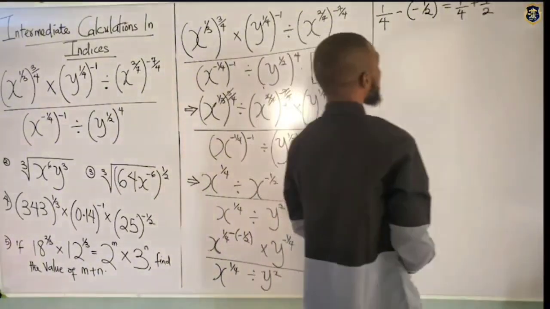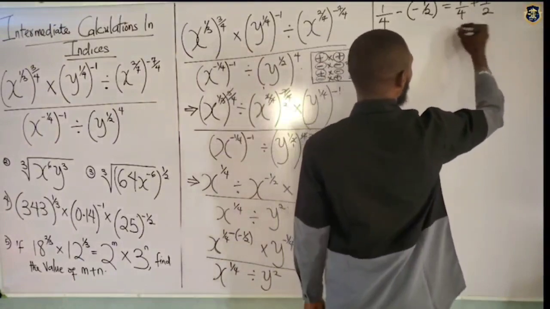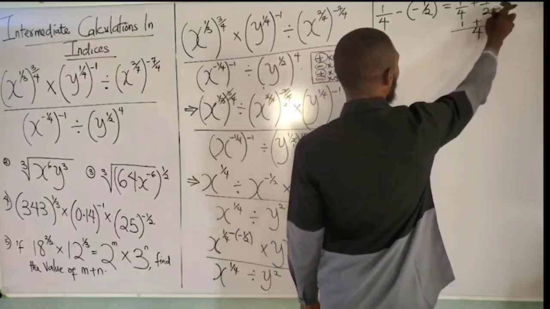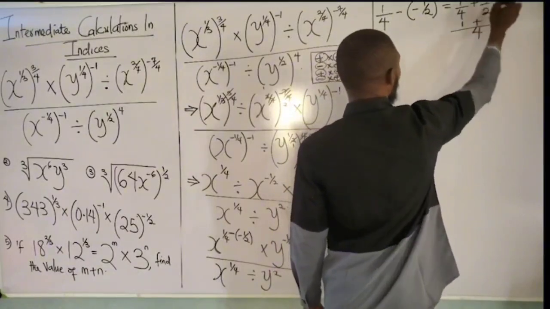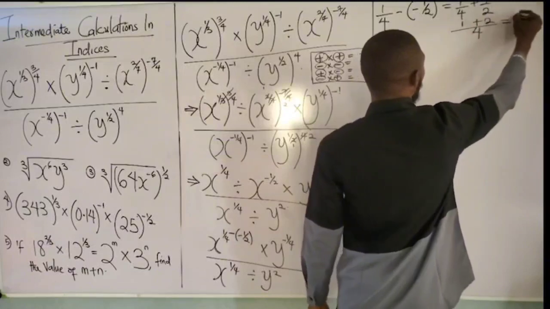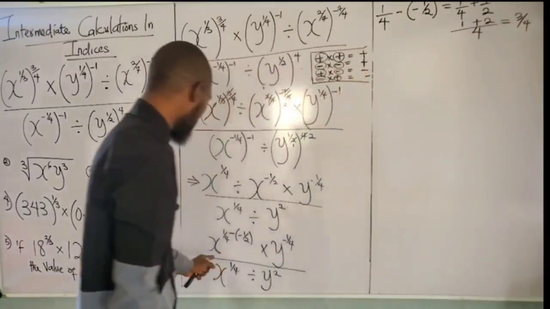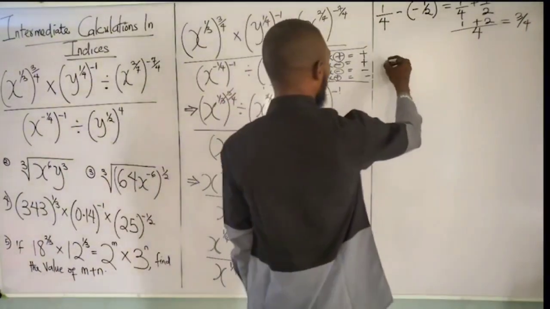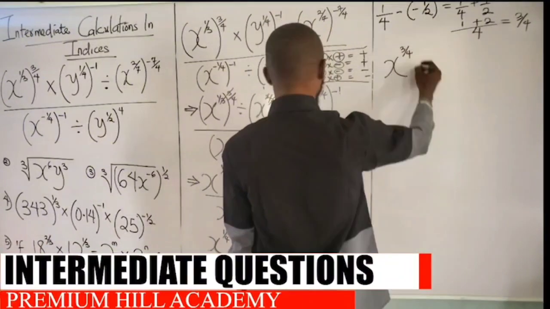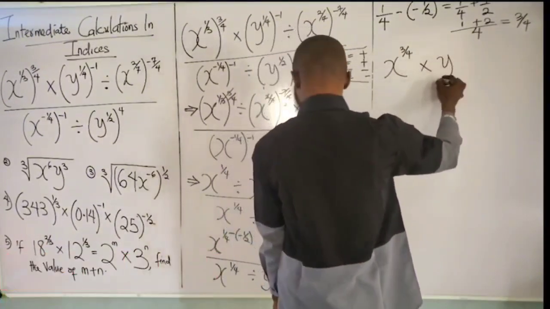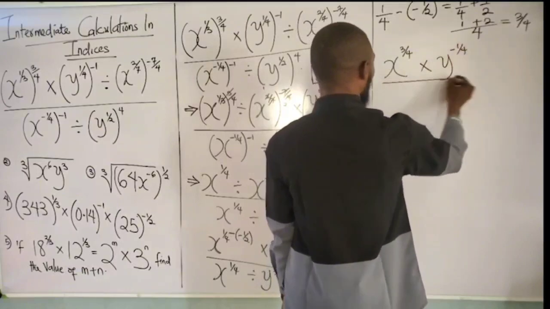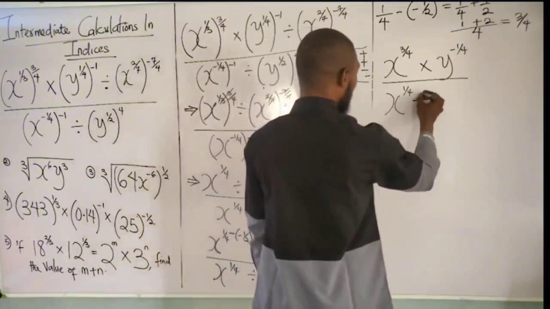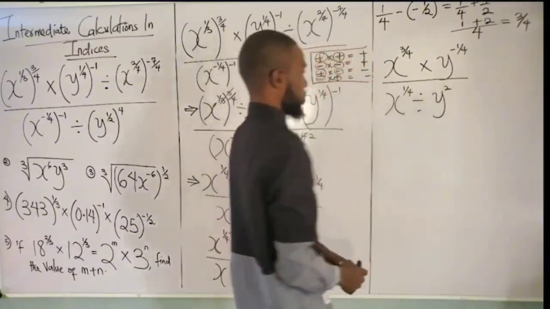Right? And if we do the LCM to this, LCM of 4 and 2 is 4. 4 divided by 4 is 1. 1 times 1 is 1. Plus 4 divided by 2 is 2. 2 times 1 is 2. That becomes 2 plus 1, 3 over 4. So the answer to everything here is x raised to the power of 3 over 4, right? So let's go from here. We can say we have x raised to the power of 3 over 4 times y raised to the power of minus 1 over 4 all over what? x raised to the power of 1 over 4 divided by y raised to the power 2.